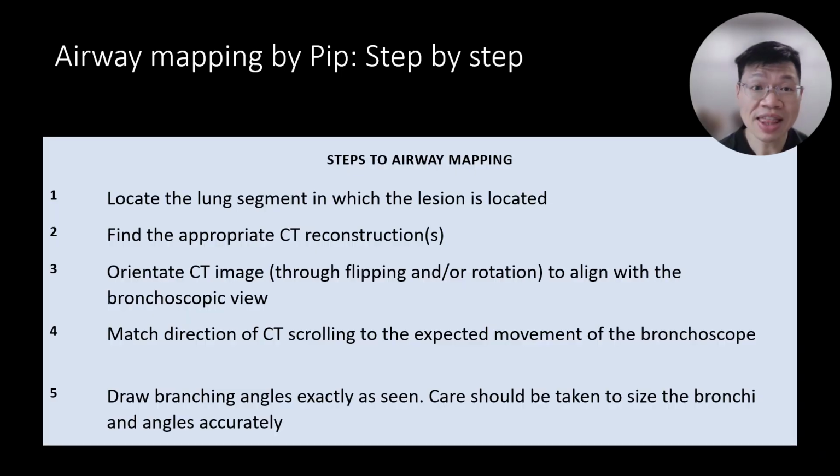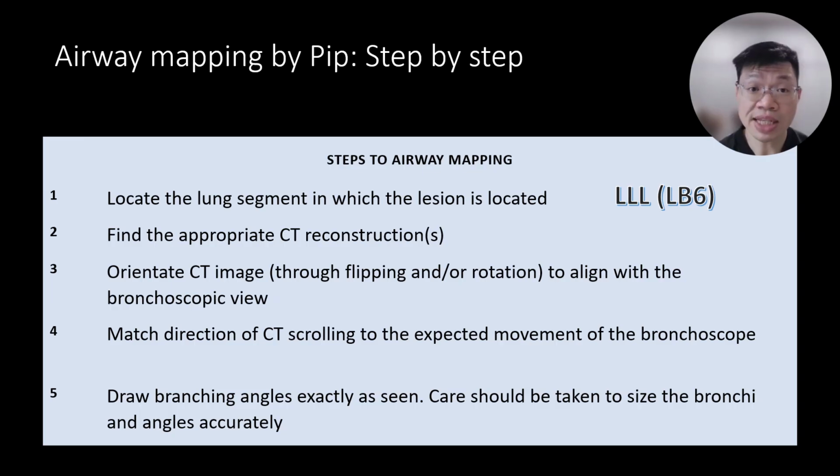To recap, this is our framework on the 5 steps to airway mapping. We will go through this together, step by step. The first step is to locate the lung segment in which the lesion is located. Take a moment to rewind the video if you need to review the CT scan and lock in your answer. Yes, it is in the left lower lobe, specifically in the LB6 segment.